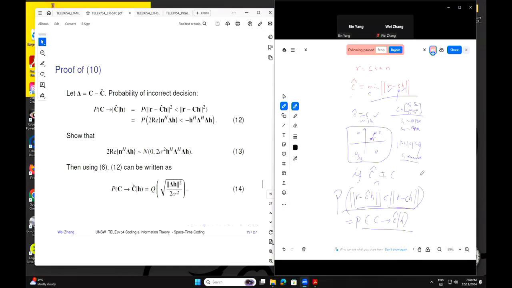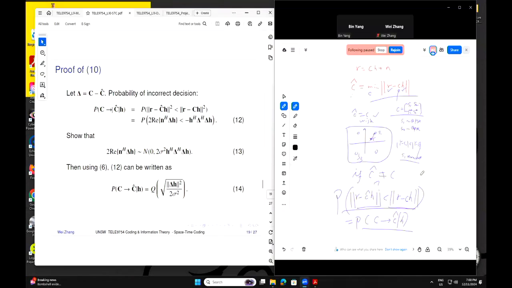Otherwise, you cannot go deeper, go to the next step. Because some students are only stuck in this step. I don't understand, C goes to C hat. What's the next step? The next step is to measure the distance between R and C hat H. Their distance is shorter than the distance between R and CH. So that's why you make the detection at C hat. Okay? So that's step one, very, very important.